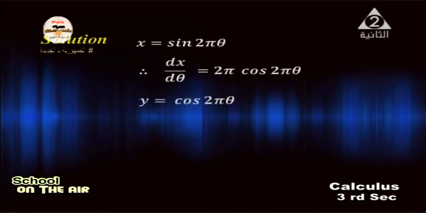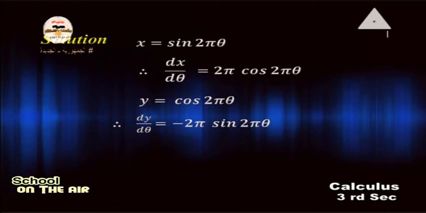The second equation, y equals cosine 2πθ. The derivative of y with respect to θ, dy/dθ equals, what is the derivative of cosine 2πθ? Negative sine 2πθ is the derivative of cosine 2πθ, and the derivative of the angle 2πθ is 2π. The derivative here is with respect to θ, since θ is the parameter. Then the derivative of cosine 2πθ equals negative 2π sine 2πθ.